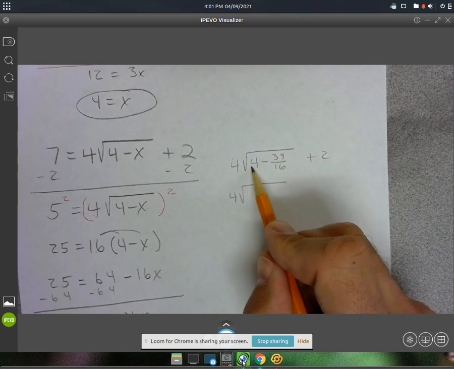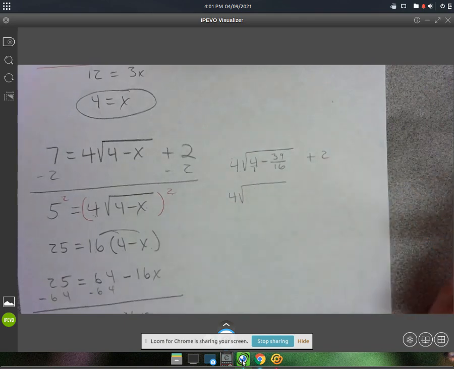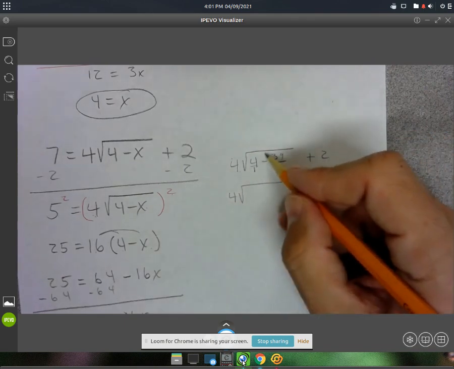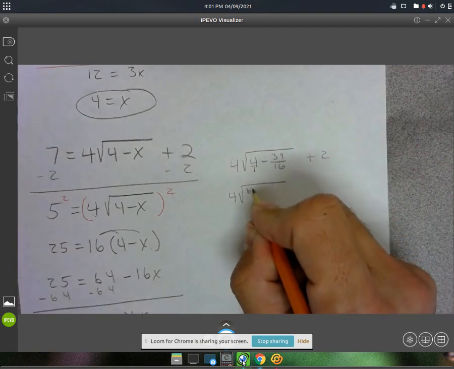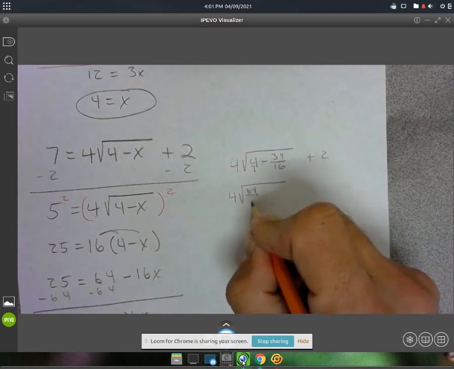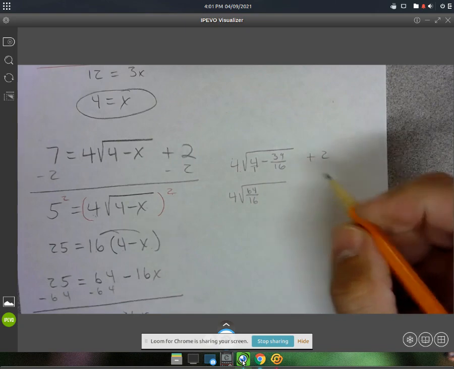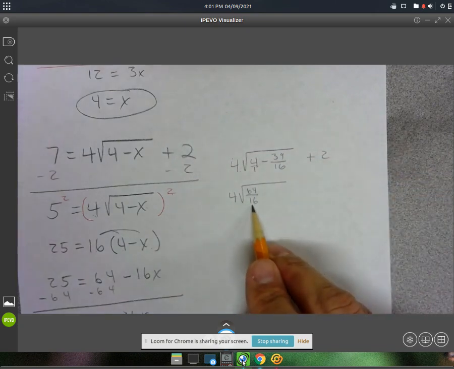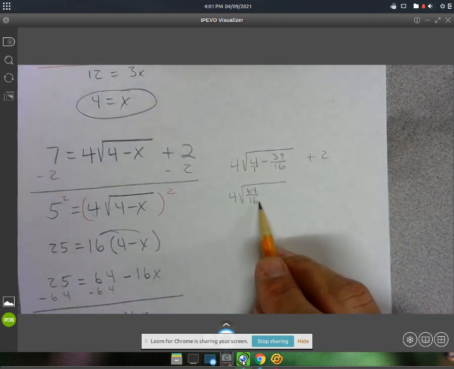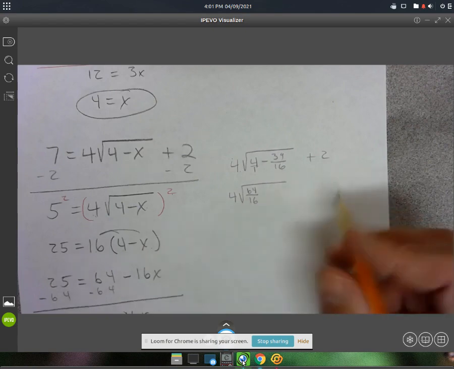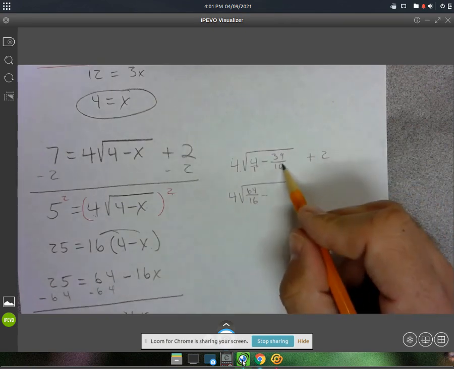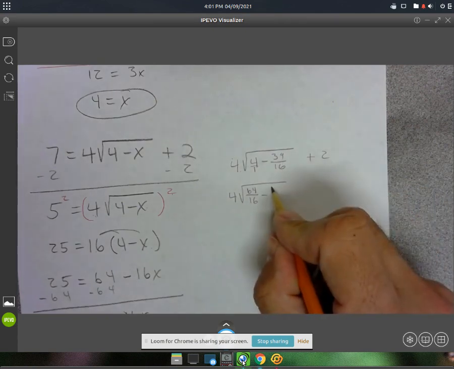I'm going to multiply my 4. It's a 4 over 1. I'm going to multiply top and bottom by 16. So I get 64 over 16. So this is still equal to 4, 64 divided by 16. I'm just writing it with a funky denominator so that way I can actually subtract these two fractions.